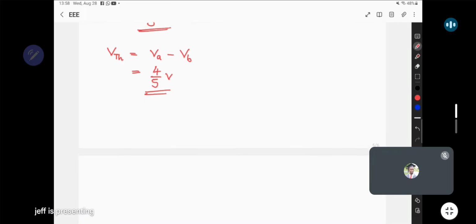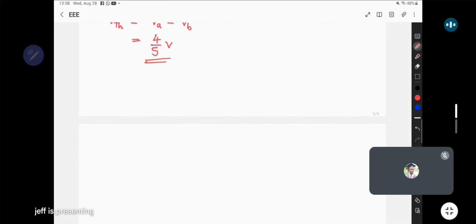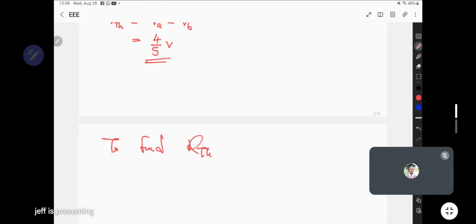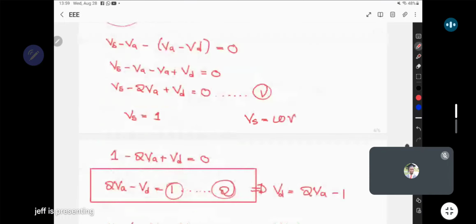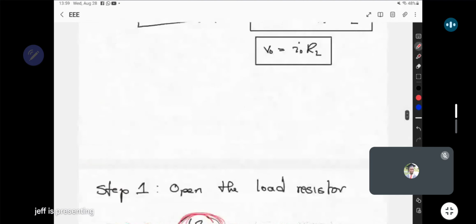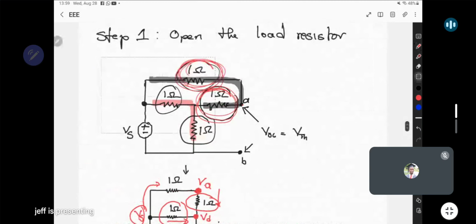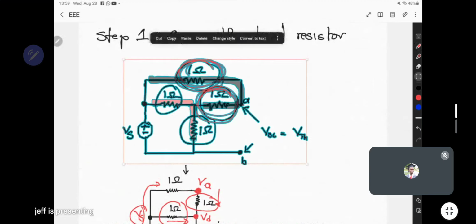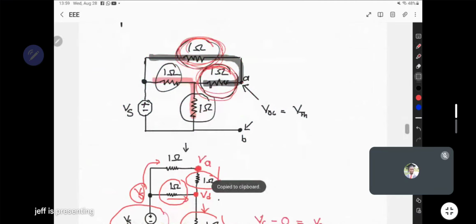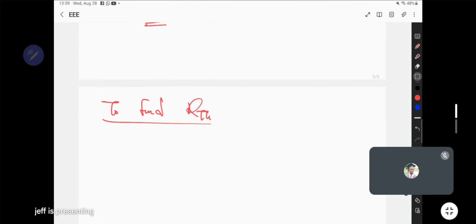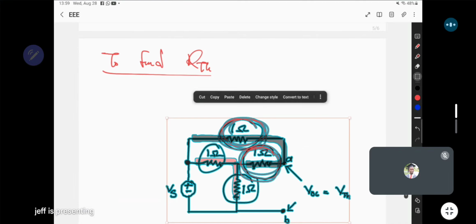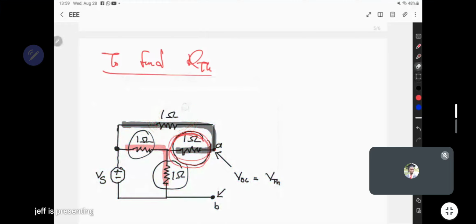So after finding V Thevenin, in the next step you want to find R Thevenin. This is using Thevenin's method. Now, to find R Thevenin, what do you do? Well, in this approach, you can even get this one here, the one without the load. So I've gotten the same circuit without the load resistor. Let me complete that.